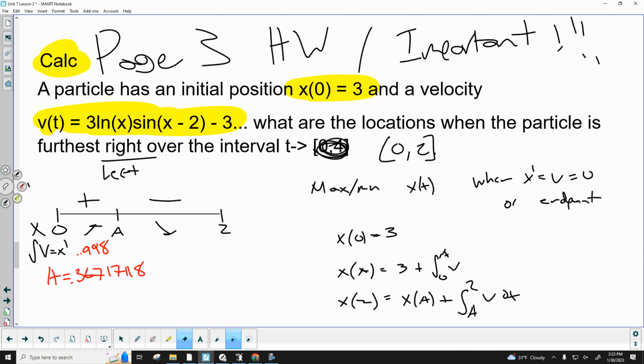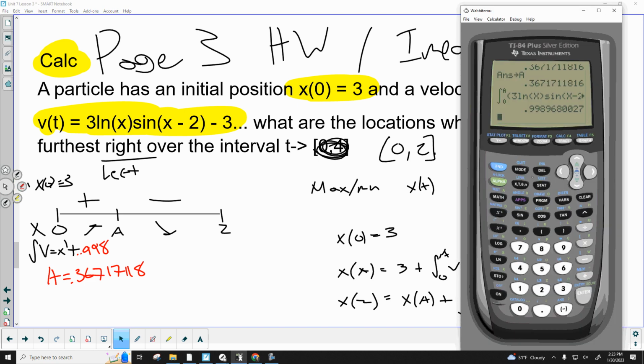You have x of 0 is 3. Take that 3, add 0.998, and now we have x of a. That's 3 plus the integral from 0 to a of v. 3 plus 0.998. And poof. This is our max position, I know for a fact. x of a, which is 3.998.